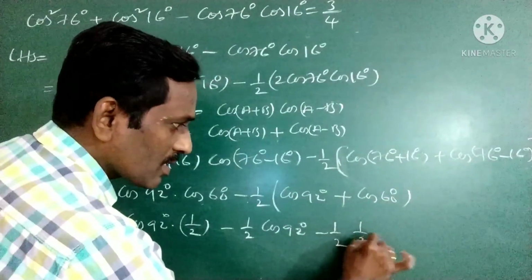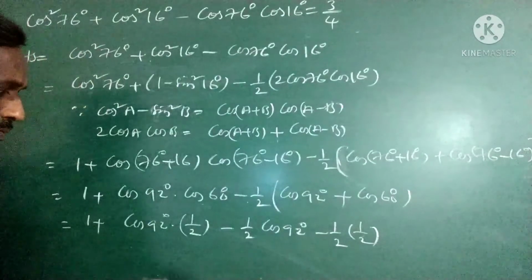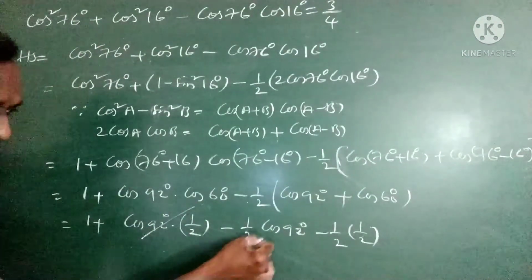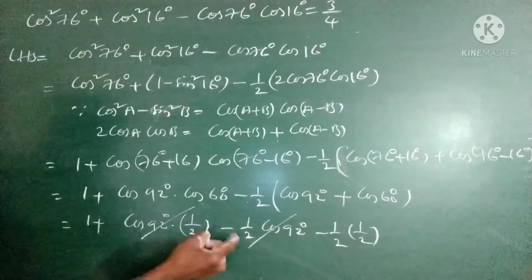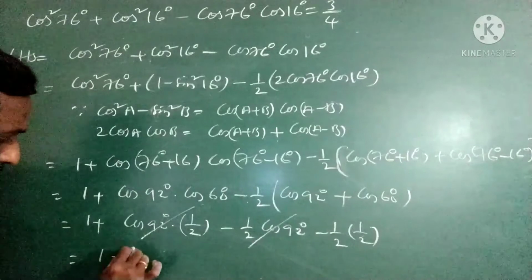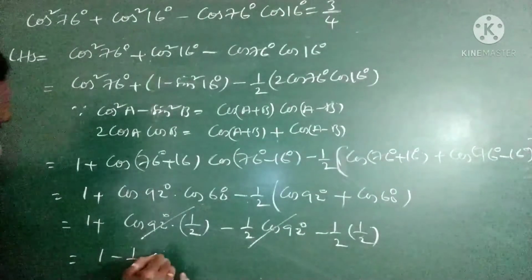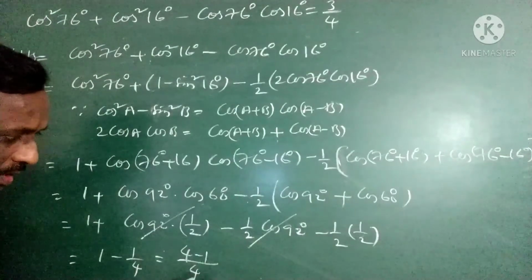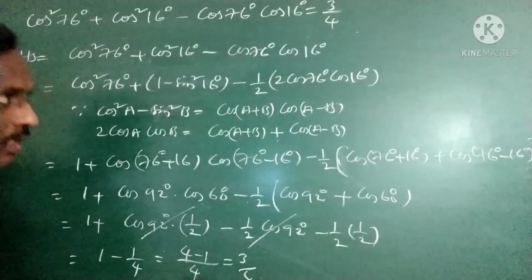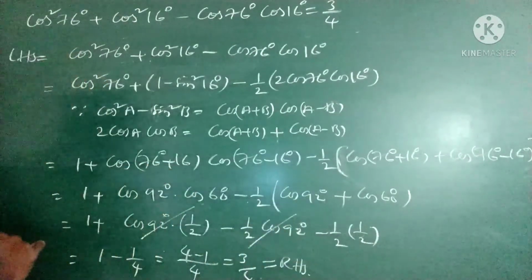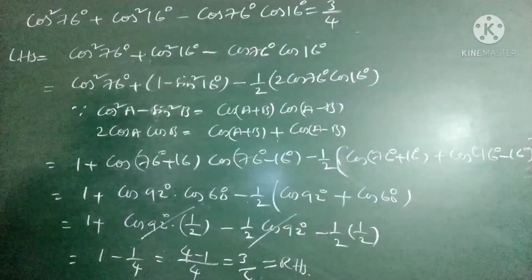So cos 60, what is the value again? 1 by 2. So here we have 1 by 2 times cos 92 plus, and with the minus sign, they get cancelled. So what remains here? 1. This we have minus 1 by 4 as the remainder. So take an LCM with the value 4. So 4 minus 1 equals the value 3 by 4. What is the answer you have to show? It is the RHS of the problem.